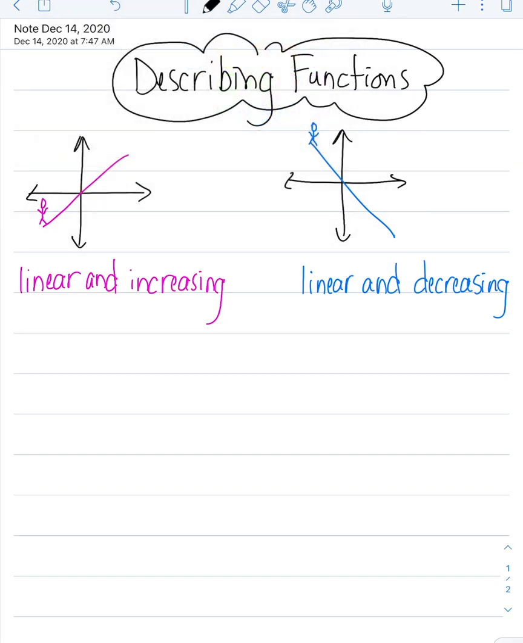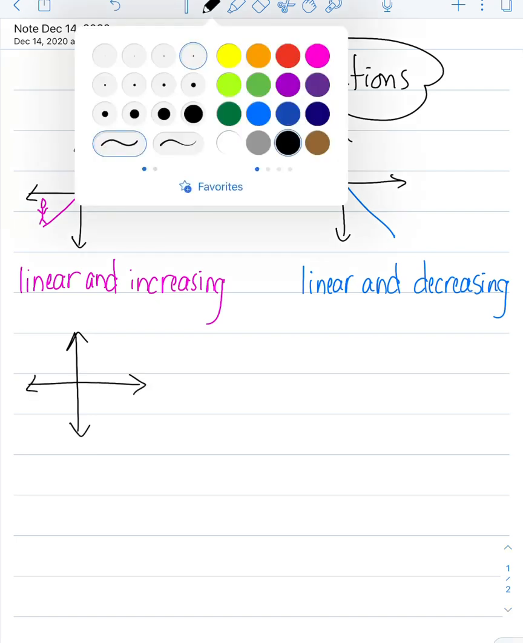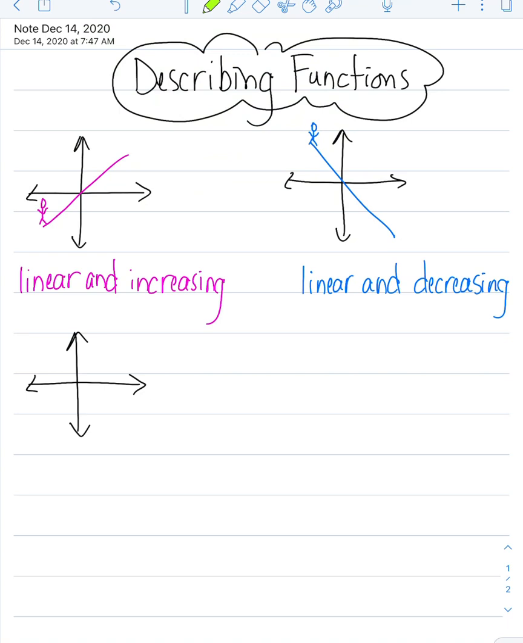Let's take a look at the next kind. Sometimes it will be, look at this. If there's any curve in it or anything that's not perfectly straight, that is non-linear. But again, it looks like it's going up. Think about it. Draw your little man on there, or imagine your man if he's climbing up. So this is non-linear and increasing.